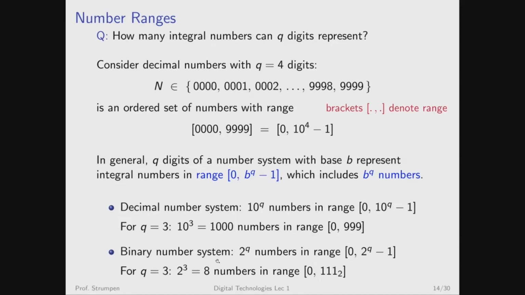Analogously, in the binary number system, right? There are 2 to the power of q numbers in range 0 up to 2 to the q minus 1. Example, when we fix q to be 3, there are 2 to the 3 or 8 numbers in range 0 through 111 binary. I'm using the subscript 2 to denote the binary number, right? And 111 is 4 plus 2 plus 1 equals 7. The largest number that can be represented with 3 bits is 7.